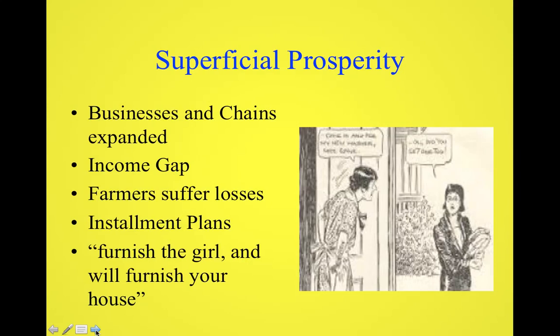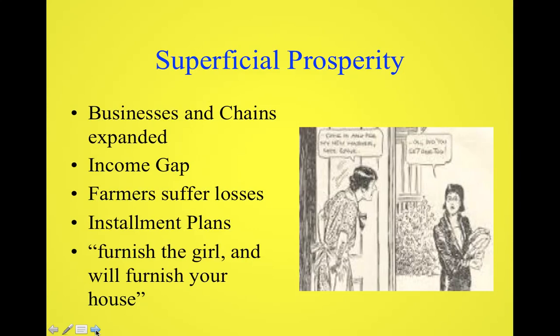Specifically, the poor were represented by the farmers during this time. With the new machinery, they were producing more food than ever, but they were driving down food prices. They produced more, but because of the high supply in the United States, food prices diminished or lessened. We also see installment plans, in other words, buying on credit, store credit.